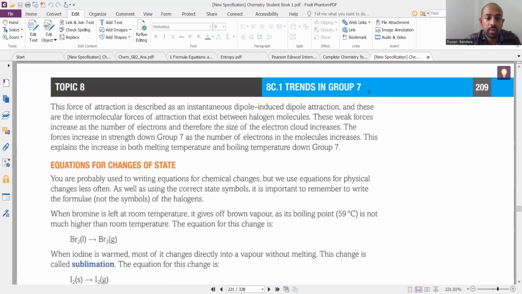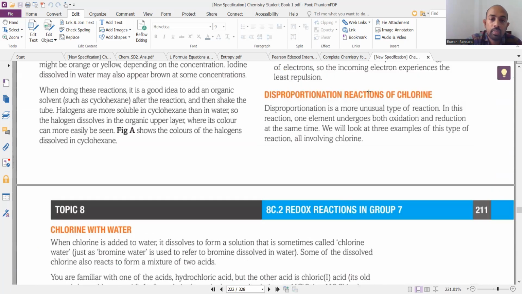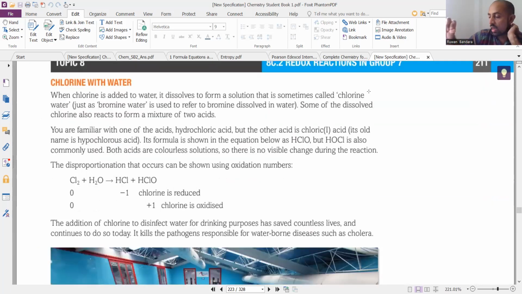So, group 7 elements, or you can say halogens, will undergo disproportionation reactions. The first one is chlorine with water, number 1.